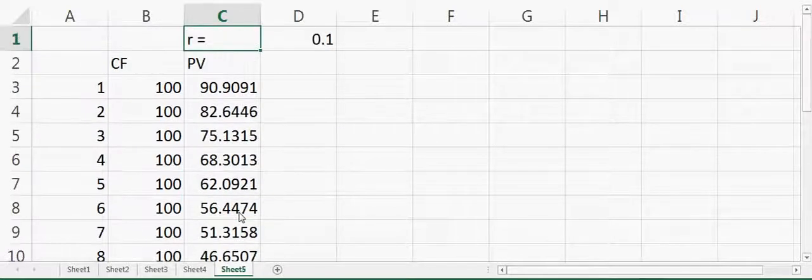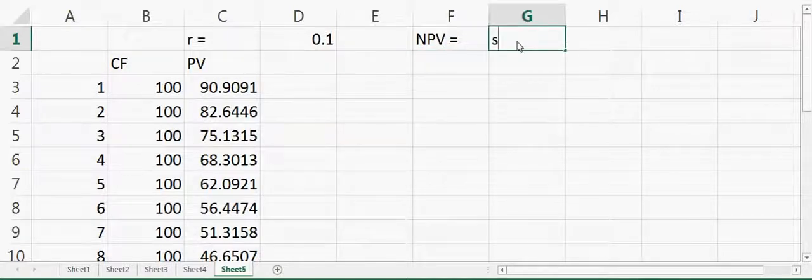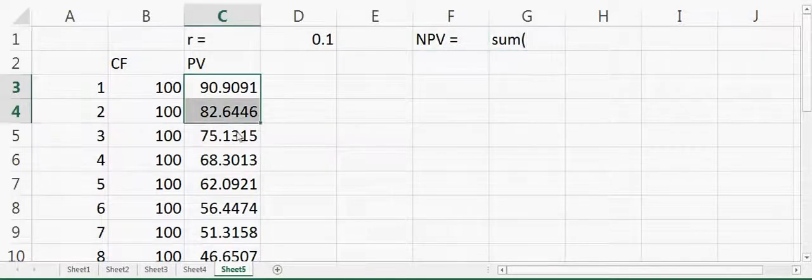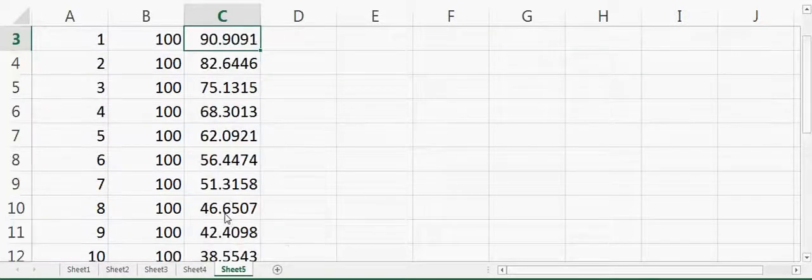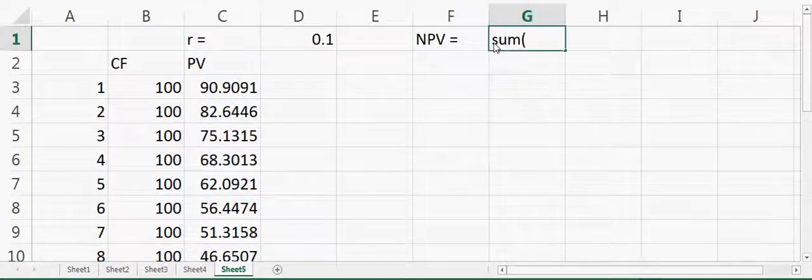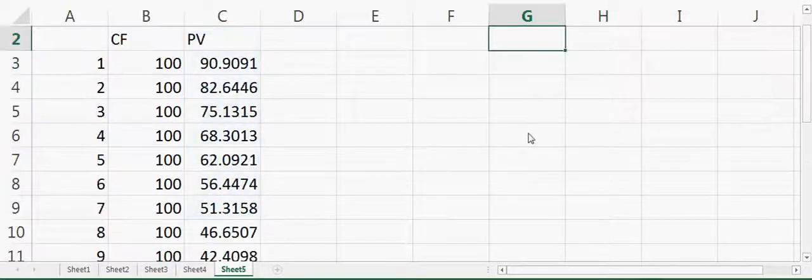And then we can calculate the total value. So we can say net present value is equal to the sum of all these values. As you can see, this is the net present value.